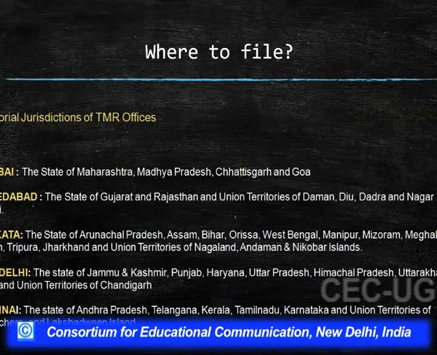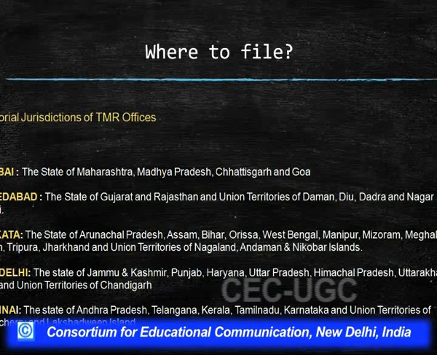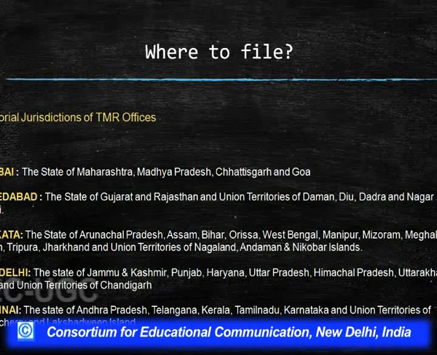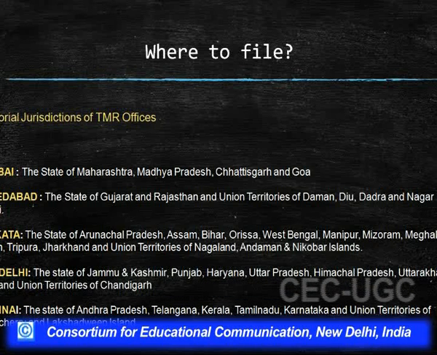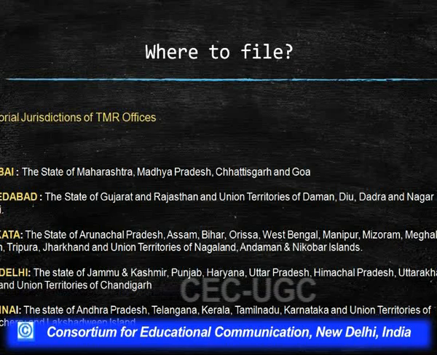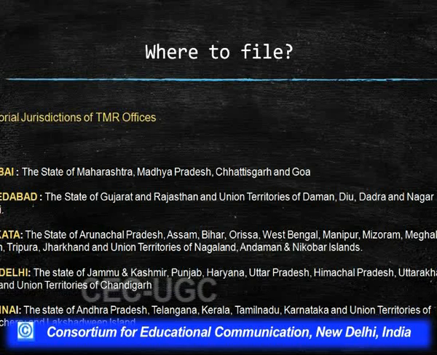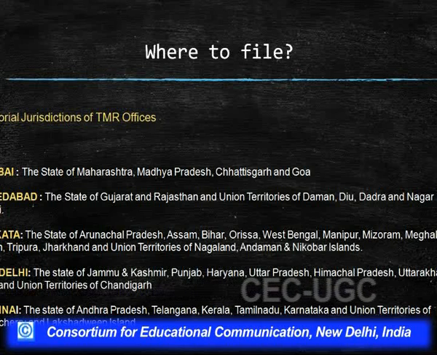Further, on the Intellectual Property Office website itself, the territorial jurisdiction of the trademark registry offices is given. These are the territorial offices covered on your screen. One office of the trademark registry is in Mumbai. It covers the states of Maharashtra, Madhya Pradesh, Chhattisgarh and Goa. Another trademark registry lies in Ahmedabad. Under the Ahmedabad registry comes the territory of Gujarat, Rajasthan and the Union territories of Daman, Diu and Dadra and Nagar Haveli.